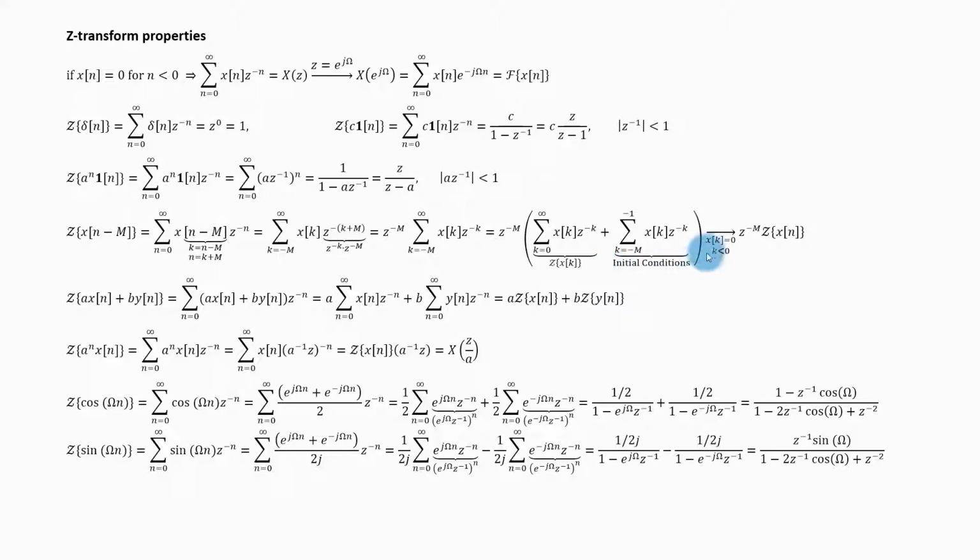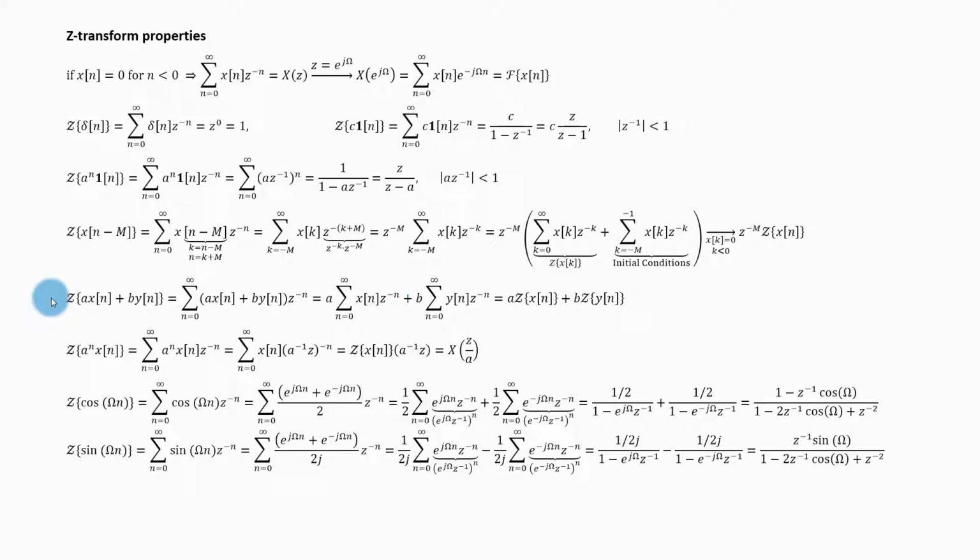Now, if we assume that these initial conditions are 0, which we do quite often with discrete systems, we will get this expression. So the z transform of a signal delayed by m samples will be the z transform of the signal which is not delayed, but it is multiplied by z to the power of minus m. The delay by m samples gives you the multiplication by z to the minus m.